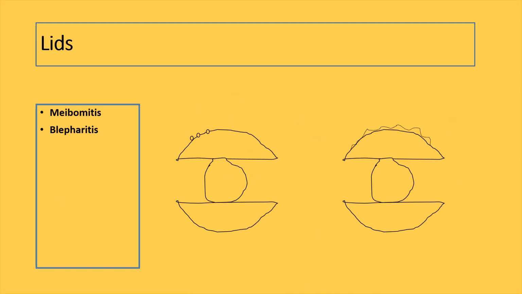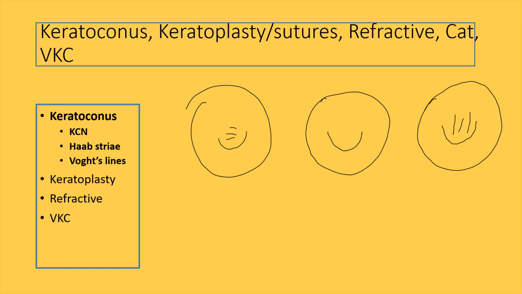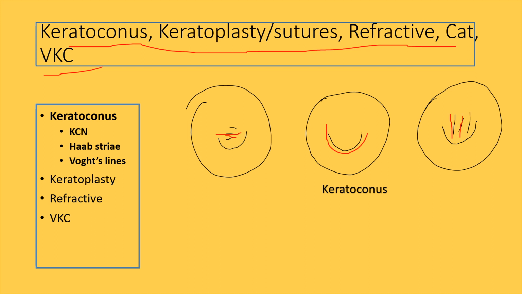Now the lid, the meibomitis: you draw the lid and the small little circles over here. So that's the meibomitis. And if you draw the wavy lines like this one, that's blepharitis. And now the common corneal conditions like keratoconus, keratoplasty, sutures, refractive surgery, and cataract and VKC. This one, like a smiley face, is for keratoconus, and a smiley face with horizontal lines and vertical lines is for Vogt's striae and Haab's striae.